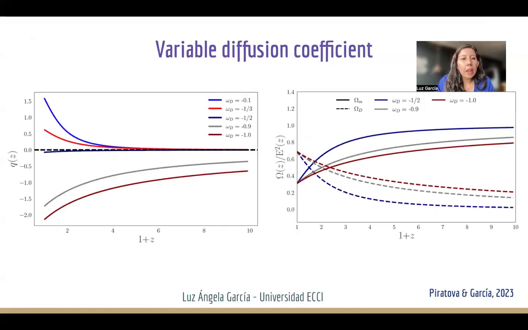Okay, with this, we study again the acceleration parameter, and we see that in this case, in order to have an accelerated expansion, omega d has to be equal or less than minus 1/2, and then we have the evolution for the energy fractions of matter in solid lines in this plot on the right, and the diffusion coefficient, in this case a perfect fluid, that is shown in dashed lines.